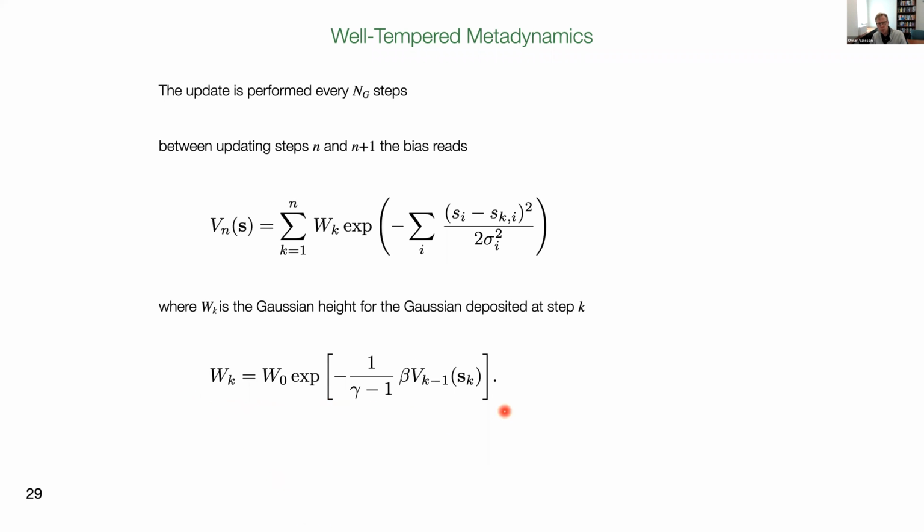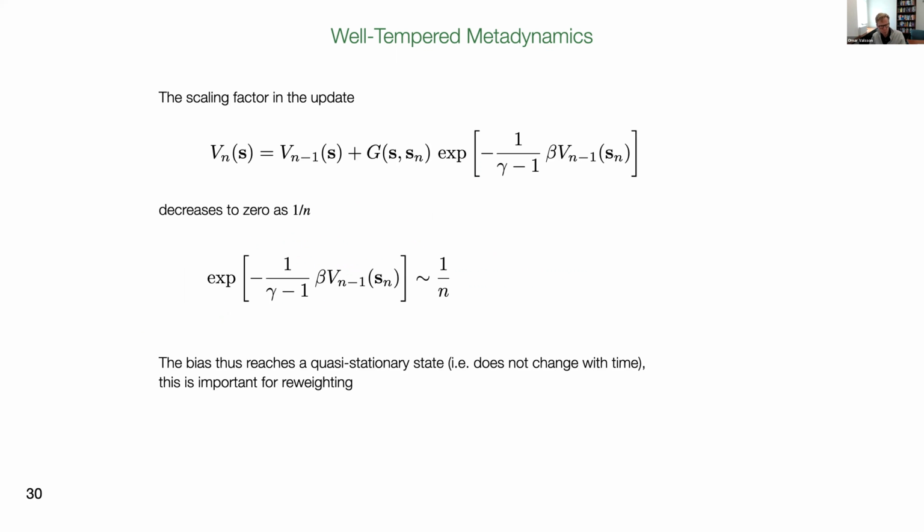So we need to keep account of the Gaussian height for the Gaussian deposit on step K. So this is the current bias potential. It's just a sum of Gaussians with different heights, and the heights depend on how much bias there was when we deposited that Gaussian.